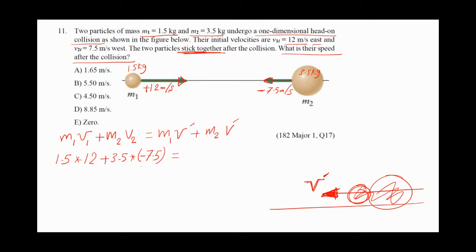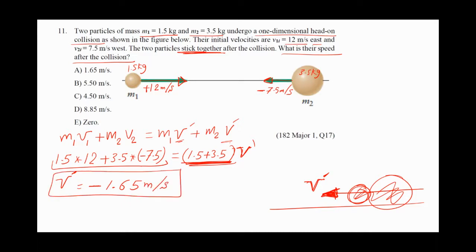I can take this velocity common factor because it's the same. So you will say (M1 + M2) times V prime. M1 plus M2 is 1.5 plus 3.5. Okay, so now you can find V prime equals all of this stuff divided by this number, which is 5. So the result will be negative 1.6 meters per second. Okay? Negative 1.6 meters per second.